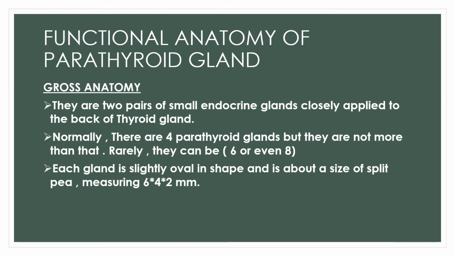The functional anatomy of the parathyroid gland. There are two pairs of small endocrine glands closely applied to the back of the thyroid gland. Normally there are 4 parathyroid glands, but they are not more than that. Rarely they can be 6 or even 8. Each gland is slightly oval in shape and is about the size of a split pea, measuring 6 into 4 into 2 millimeters.